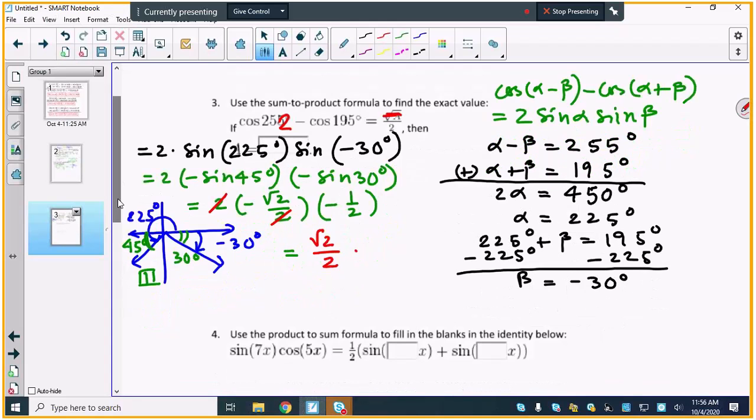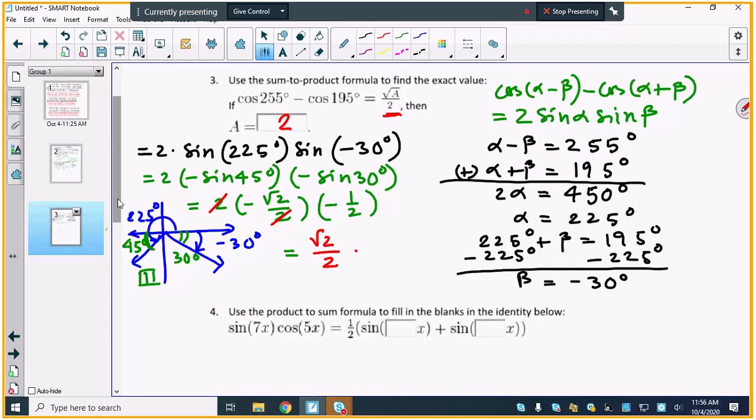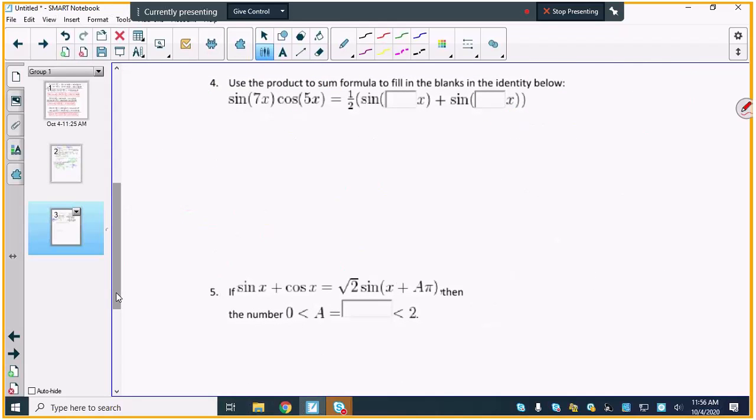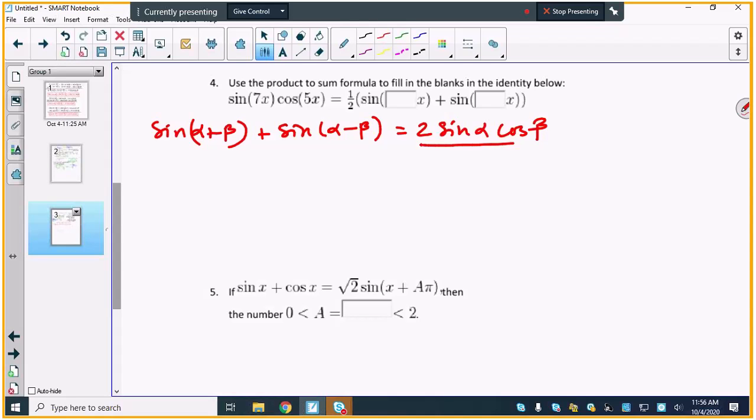The fourth problem in our work is going to be in terms of x. And this problem says, use the product to sum formula to fill in the blanks in the identity below. So you have sine and cosine products. Remember, I get sine and cosine products if I add sine alpha plus beta with sine alpha minus beta. So let's write down the formula. Sine alpha plus beta plus sine alpha minus beta is 2 sine alpha cosine beta. So what I have is sine alpha cosine beta, so I can divide both sides by 2 to give it the form of the problem.